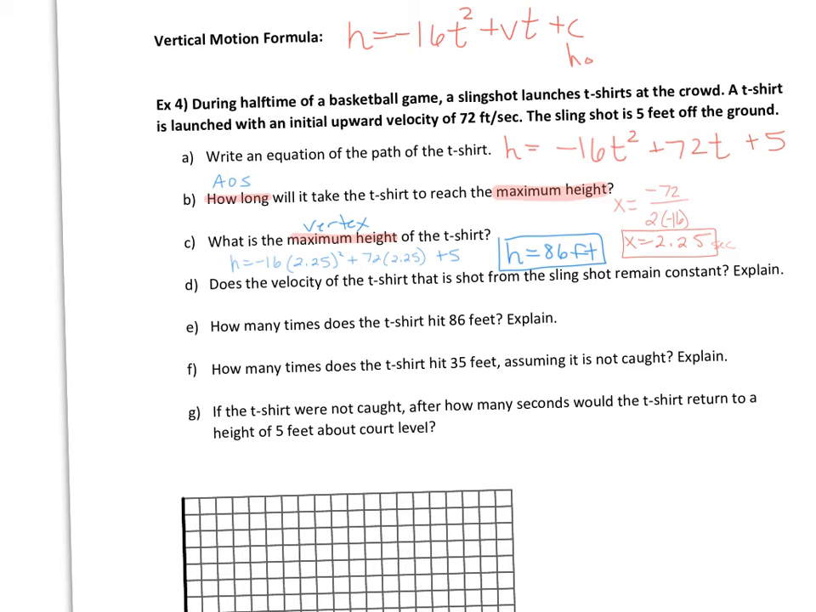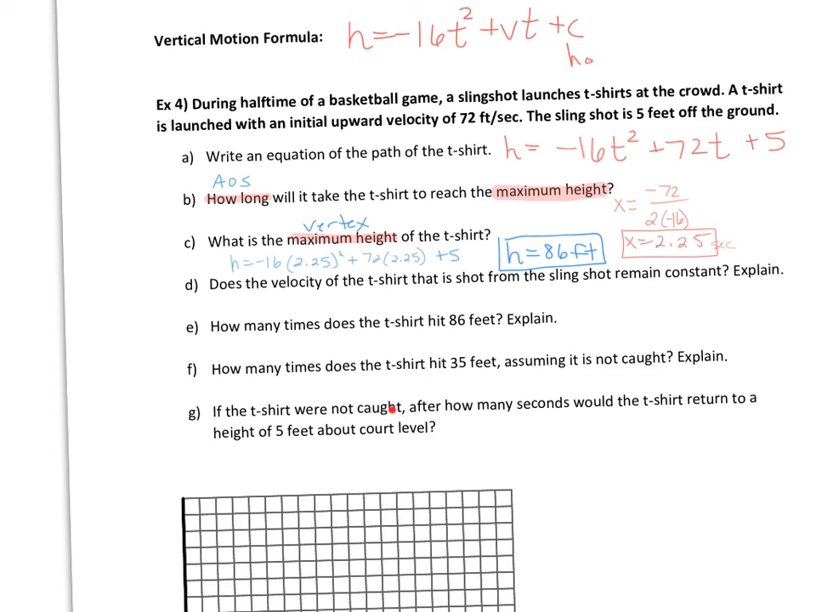Okay, so no. How many times does a t-shirt hit 86 feet? Well, it should only hit 86 feet one time if that's your top part. It'll only hit that max or minimum one time before it starts to either fall or rise, depending on the problem. How many times does a t-shirt hit 35 feet, assuming it is not caught? Your answer here should be twice. It's going to hit 35 on the way up, and then it's going to hit 35 on the way down if we're getting all the way up to 86. And we'll look at a picture of this in a second.